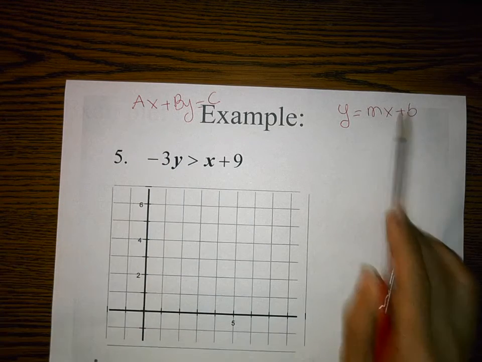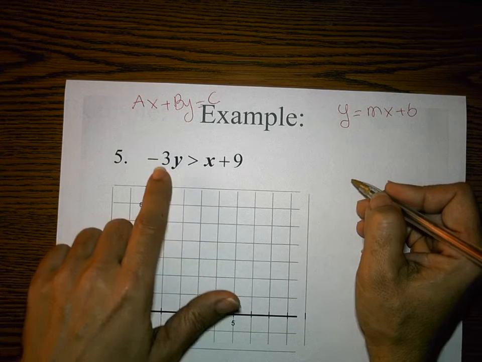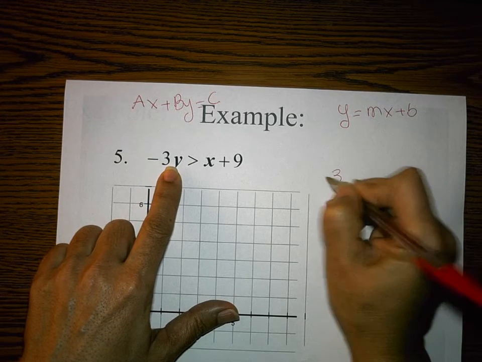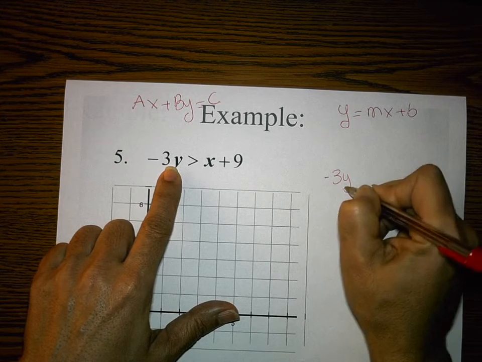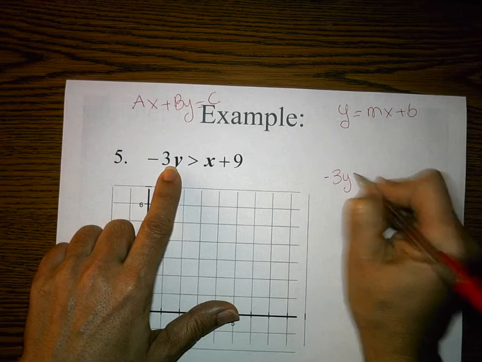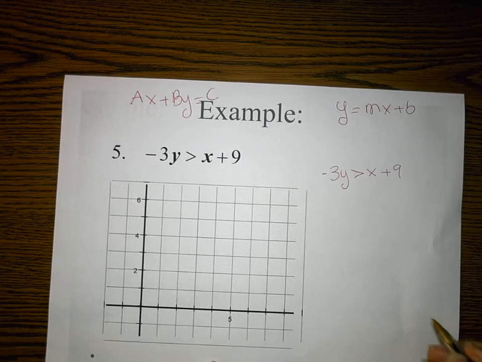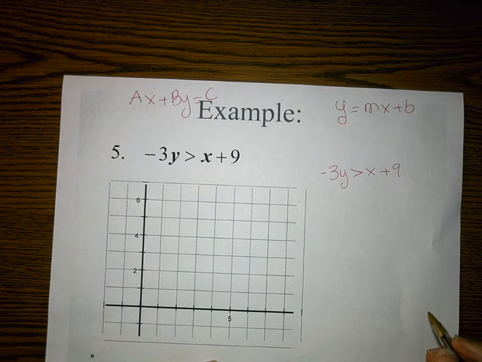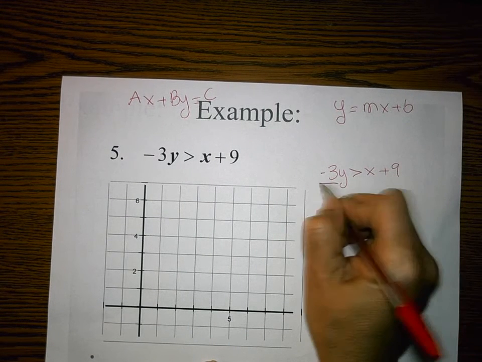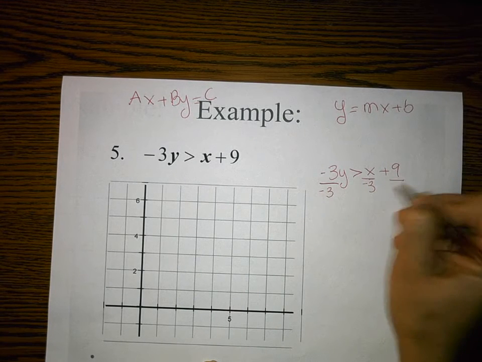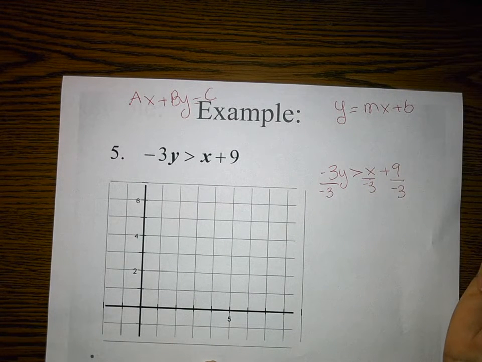Well, then all we have to do is, this is saying -3 times y, and the opposite of multiplying by -3 is dividing by a -3. So x plus 9. All right, so I have to divide by this -3. So I would divide by a negative 3 here, divide by a negative 3 here, and divide by a negative 3 here. But there is a huge rule.